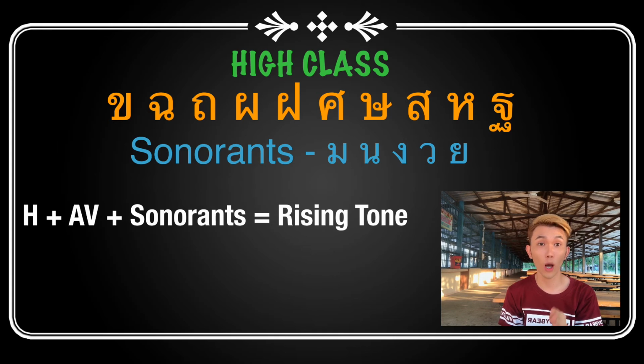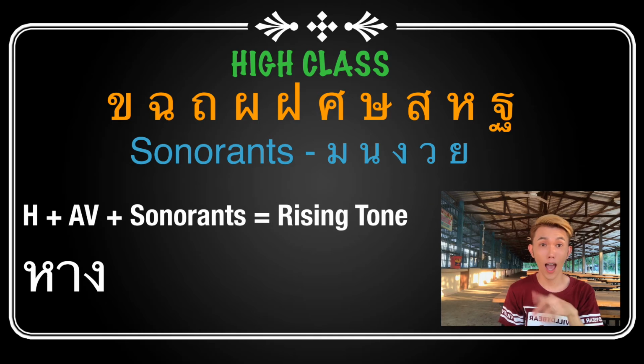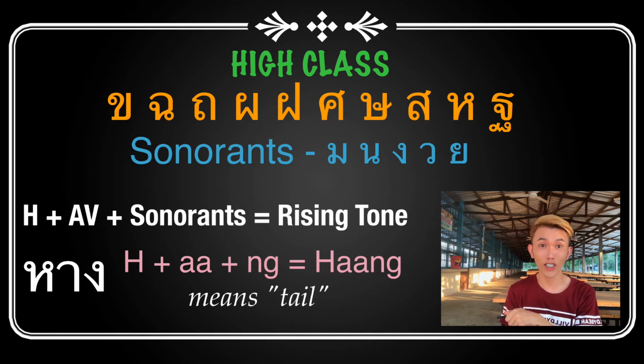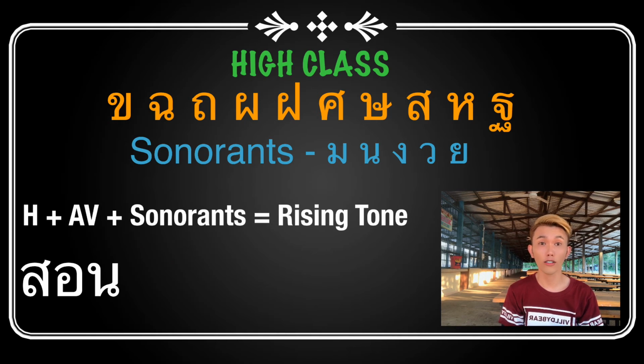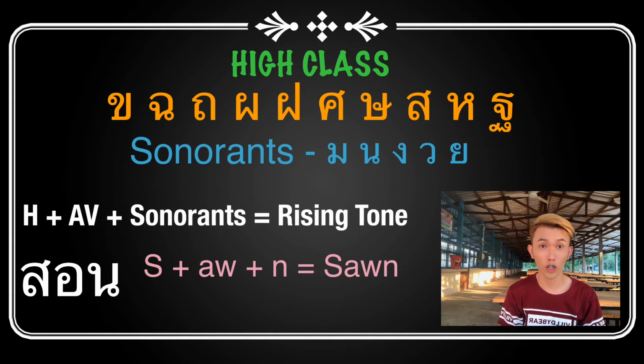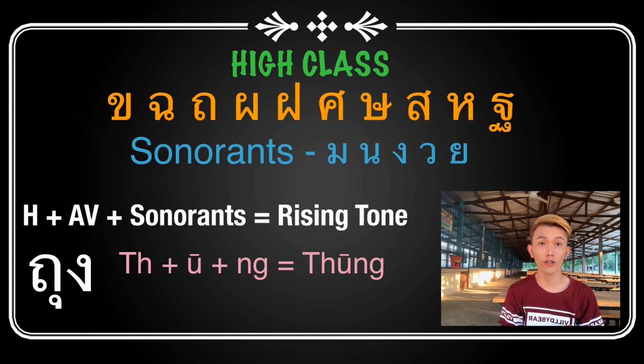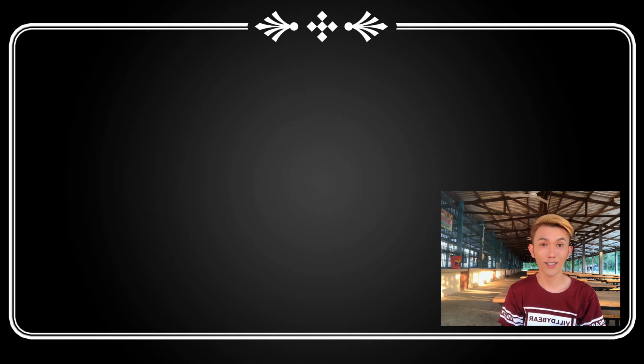And then the last rule for the high class consonants is any of the high class consonants plus any of the vowels plus the sonorants equals rising. Okay, I will give you example. Ha-hip, sara-a, ngongu equals hang. Okay, ho-hip, letter H. Sara-a, long A. Ngongu, ng. Hang. Next is son. So-sia, o-ang. And nonu is son. Son means teach. And then totum and sara'u. Ngongu is tum. So those are the four rules under high class consonants.